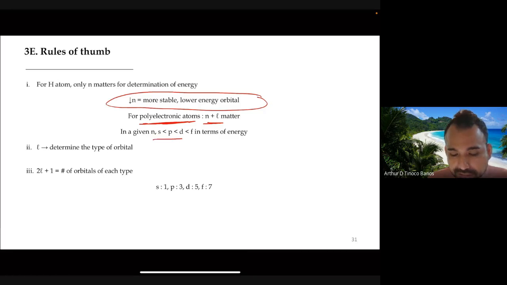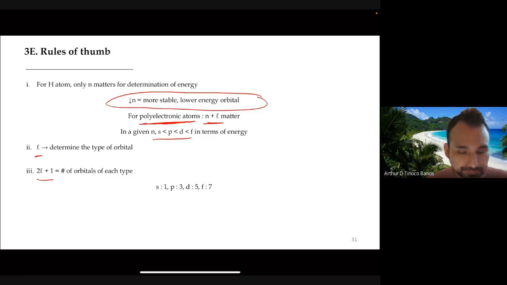So just to give us a perspective, in a given quantum number n, the energy of the s orbital is less than the energy of the p orbital, which is less than the energy of the d orbital, which is less than the energy of the f orbital. This is something that we're familiar with, but we're going to look at it more closely as we continue on. The value of l helps to determine the type of orbital. There are 2l plus 1 orbitals of each type.